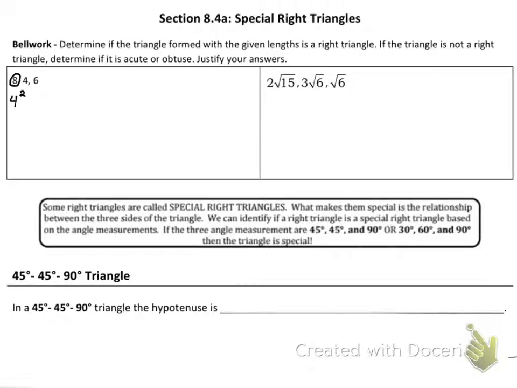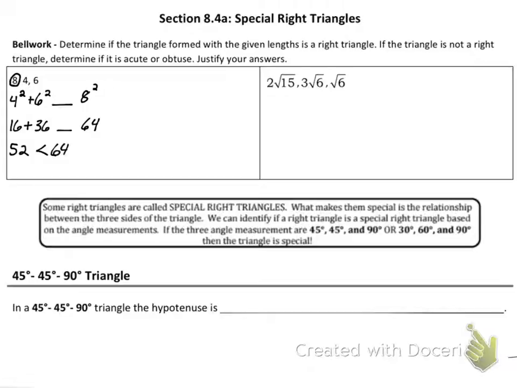And so we're going to say 4 squared plus 6 squared has something to do with 8 squared. We don't know if it's equal, bigger, or smaller yet. We just know it has something to do with it. So 4 squared is 16, plus 6 squared is 36, and 8 squared is 64. 16 plus 36 is 52. 52 is smaller than 64.